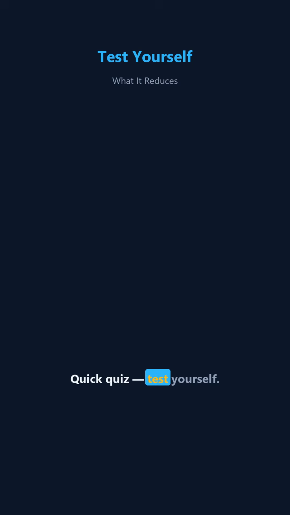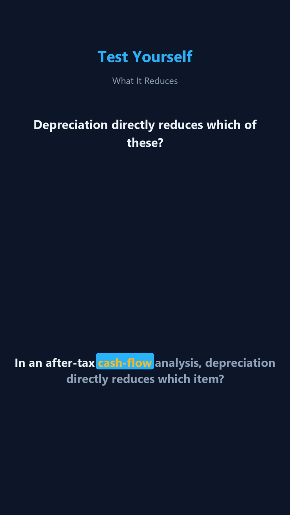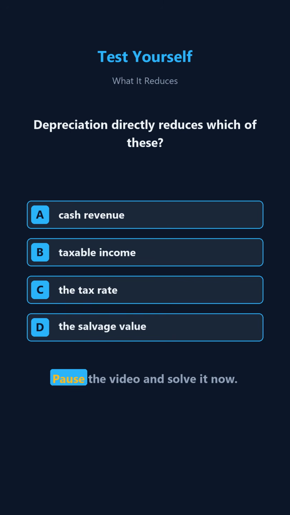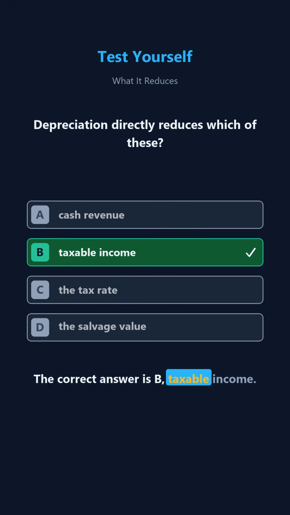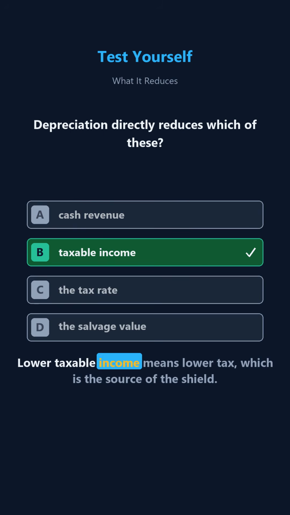Quick quiz, test yourself. In an after-tax cash flow analysis, depreciation directly reduces which item? Here are your 4 options. Pause the video and solve it now. The correct answer is B, taxable income. Lower taxable income means lower tax, which is the source of the shield.